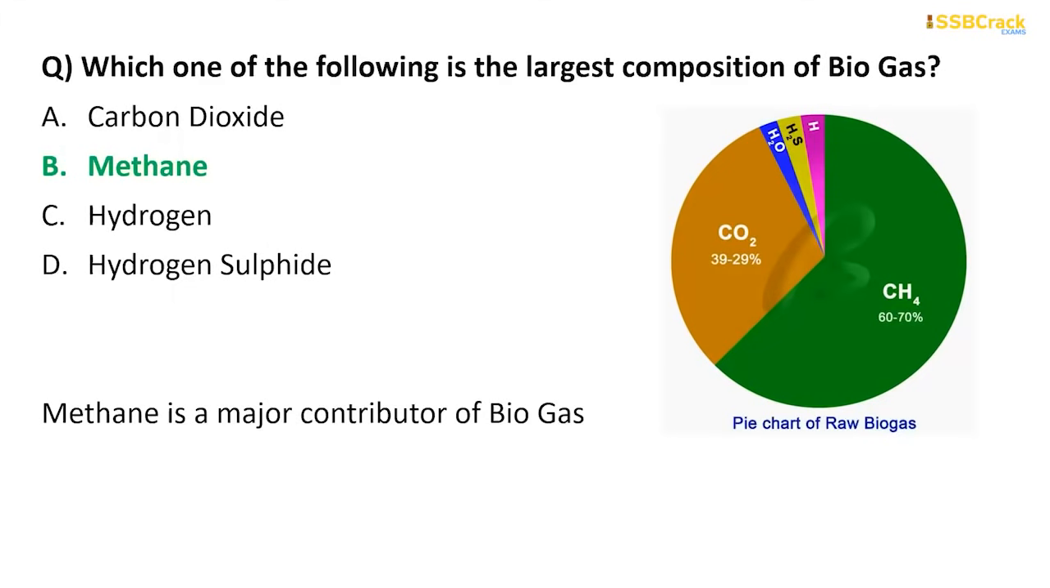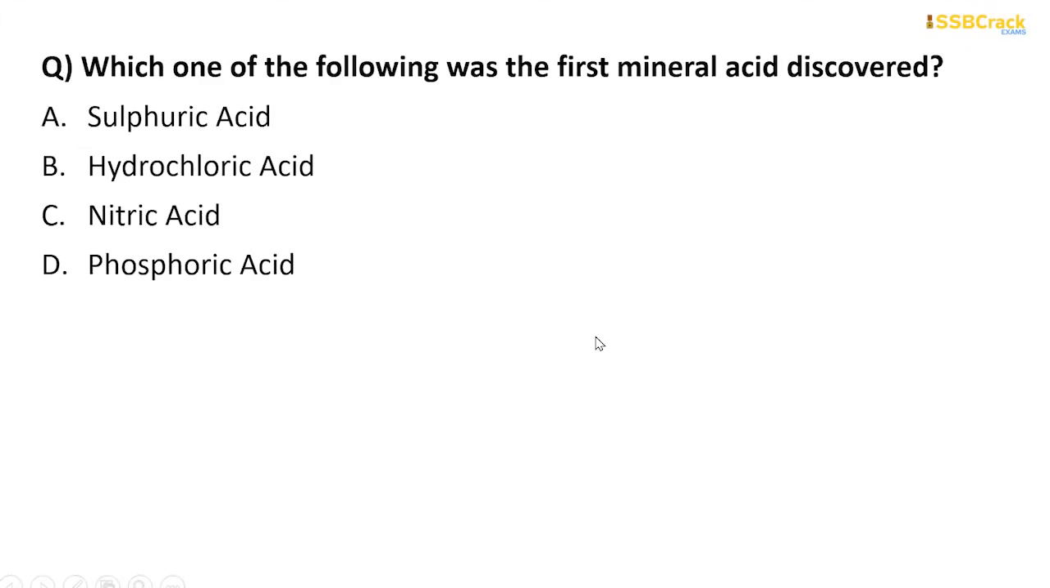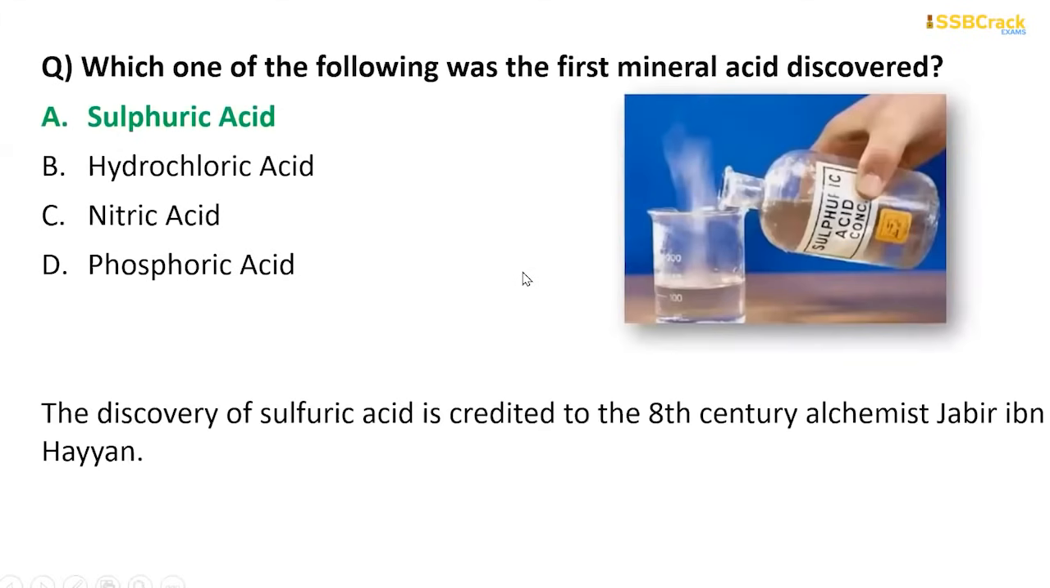Moving on to the next question, we have, which one of the following was the first mineral acid discovered? Now here they have given options like sulfuric acid, hydrochloric acid, nitric acid, and phosphoric acid. But the correct answer for the question is the first option, that is sulfuric acid. This was the first mineral acid discovered, and you should also know that sulfuric acid is also known as the king of all the acids. The chemical formula of sulfuric acid is H2SO4 with a molecular mass of 98 gram. Moving on to the next question.